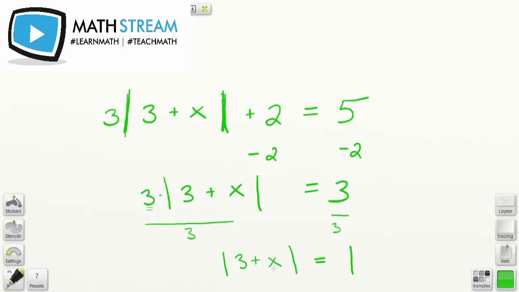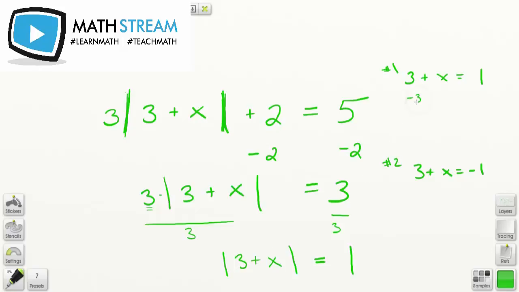Now this looks just like our previous problem, except that we have a different number. Instead of the absolute value of 3 plus x equals 5, this time when I simplified it all down, I got the absolute value of 3 plus x equals 1. So now I know how to solve it. I need to solve 3 plus x equals positive 1, which is my first solution. And my second one is 3 plus x equals negative 1, right? Because this absolute value can be positive or negative, and it'll still give me a positive 1.